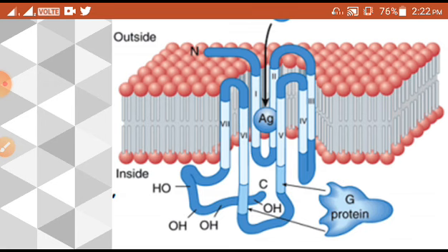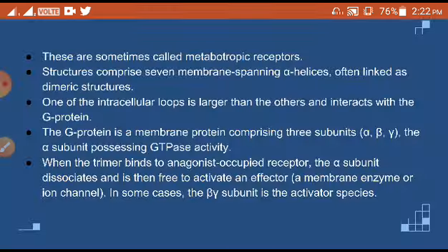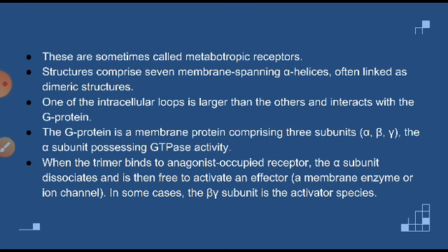The inside free end is the carboxylic end, right? And the outside free end has the amino terminus. So that is what the structure looks like. These are sometimes called metabotropic receptors, as I already told you, and the structure comprises 7 membrane spanning alpha helices, often linked as a dimeric structure, and has alpha, beta, gamma units in the G protein structure.